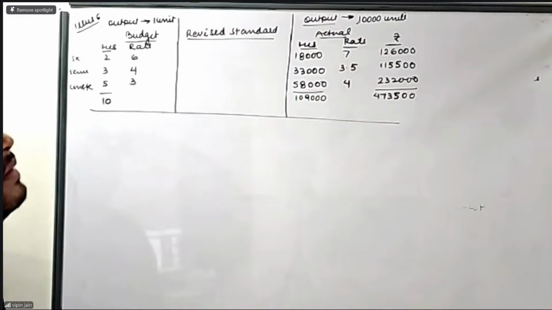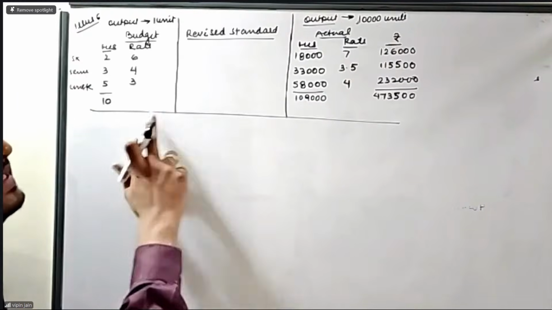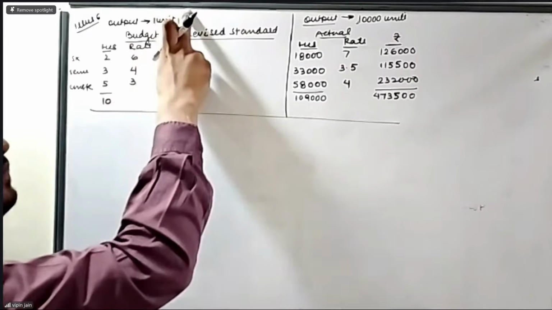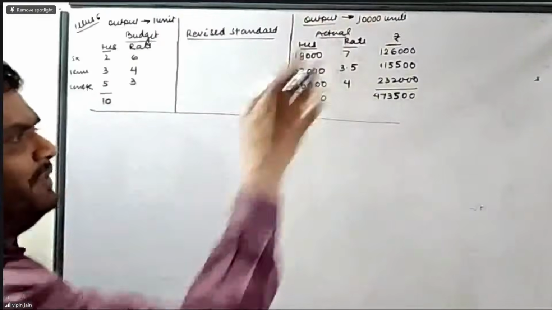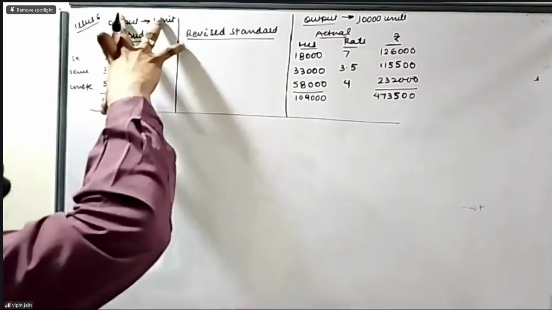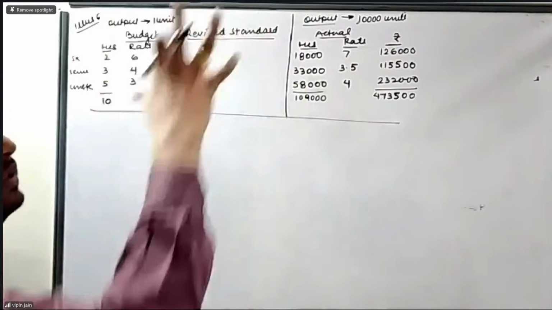Because the budgeted data is given for 1 unit, and the actual data is given for 10,000 units, right? Yes, sir. So we have to convert this 1 unit data into 10,000 units, right?